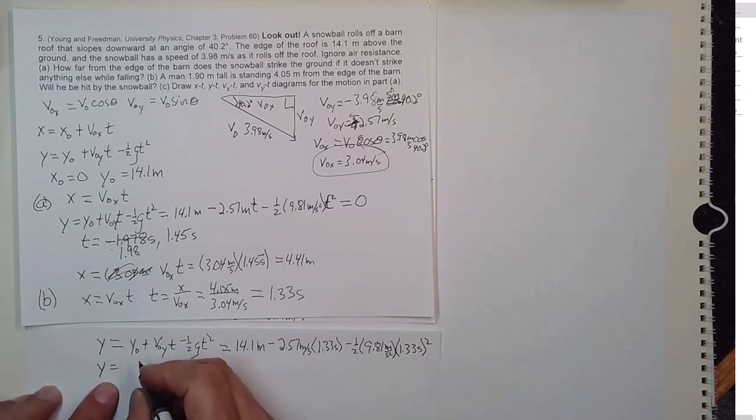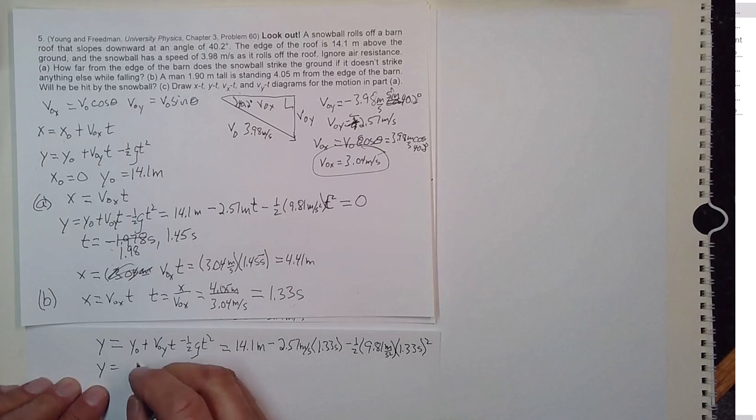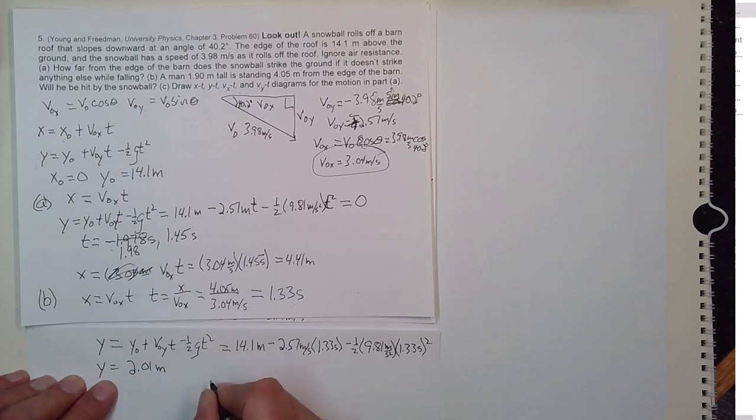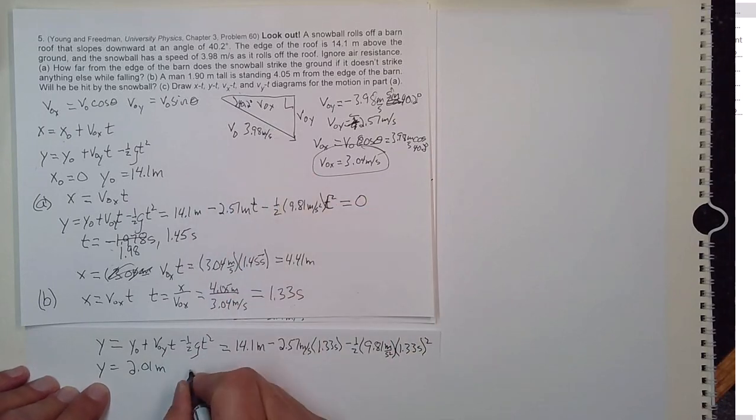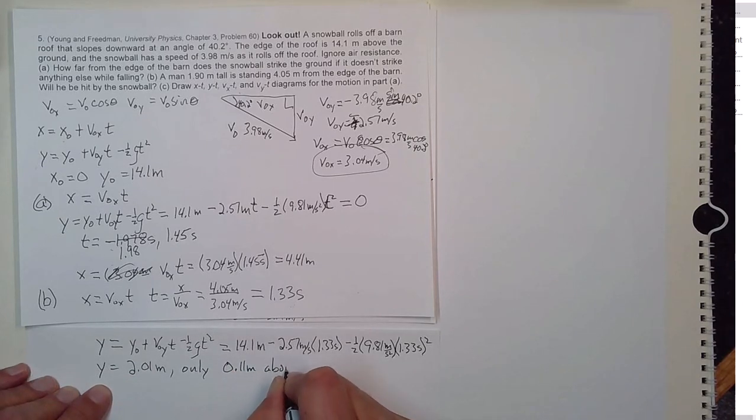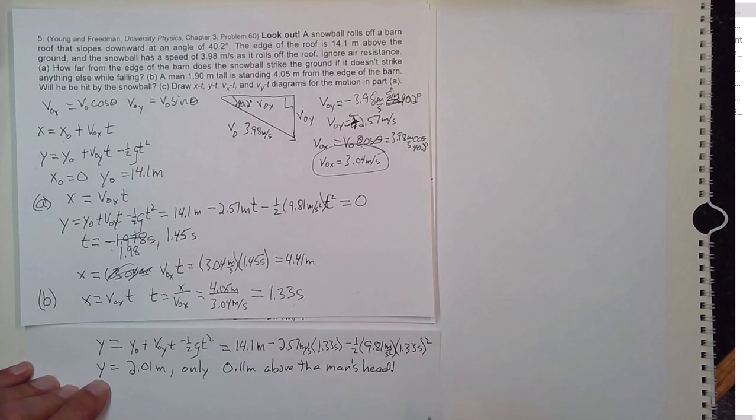And plugging in all the numbers, I get that at that time, y is 2.01 meters. Holy smoke, this guy is 1.90 meters. If I subtract that from here, it's only 0.11 meters above the man's head.